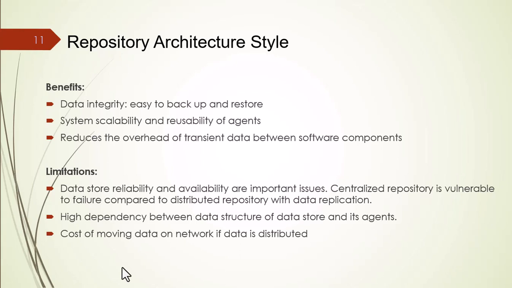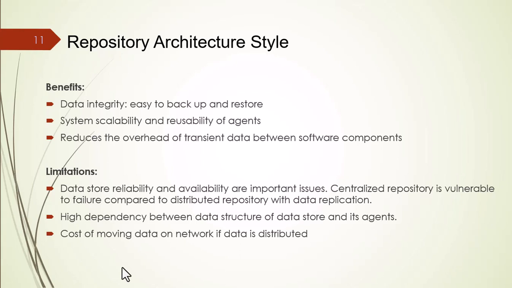centralized database is updated. The limitations: the data store reliability and availability are important issues, because all the agents rely on the one database. So if a database issue occurs, all the agents will be unable to retrieve or access their data. So availability can become an issue. If there is a network issue, this also means agents face difficulty connecting to that repository.